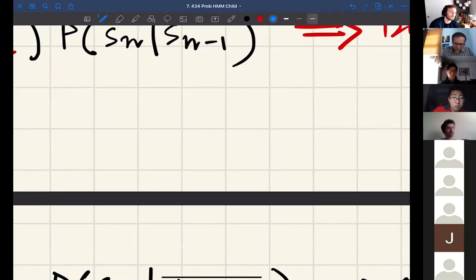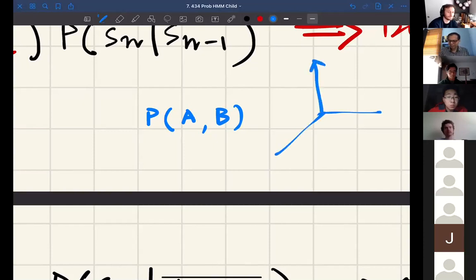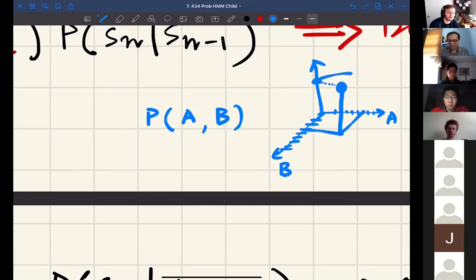Let's say P of AB. Can you visualize this? How do you visualize this, Jan Hao? Probability of AB, I visualize this as a point. I would say visualize this as A can take all these values, B can take all these values, and AB means A takes some value, B takes some value, and that is the probability. This value is P of AB.